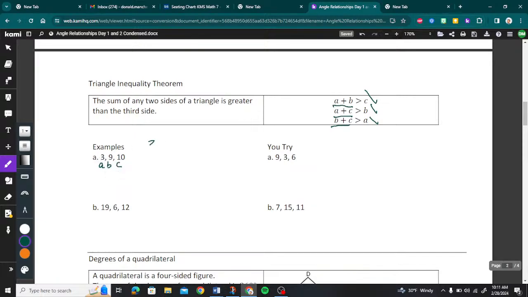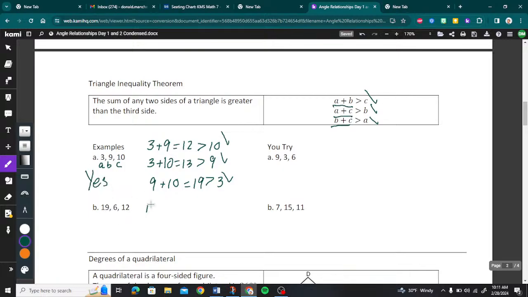So we're going to go 3 plus 9. 3 plus 9 is 12. That's greater than 10. This is good. We got to check the next ones. 3 plus 10, that's A plus C. 3 plus 10 is 13. 13 is greater than 9. That's good. And then 9 plus 10, that's B plus C. That's 19. That's greater than the other side, which is 3. So that's good. So these sides make a triangle.